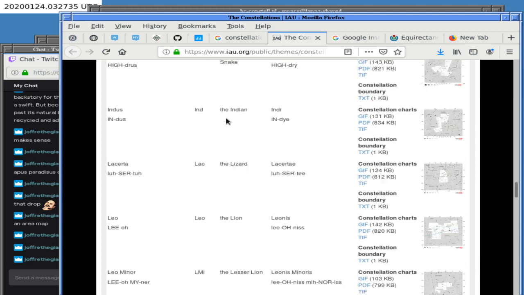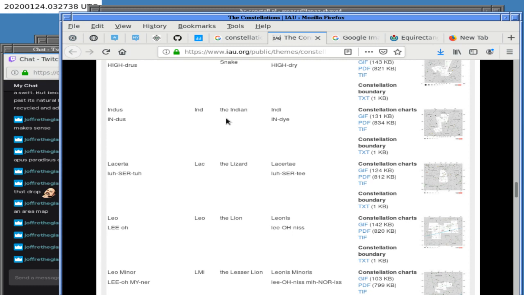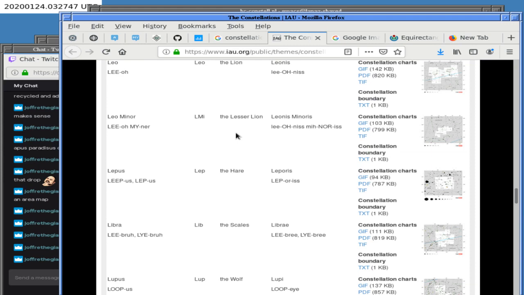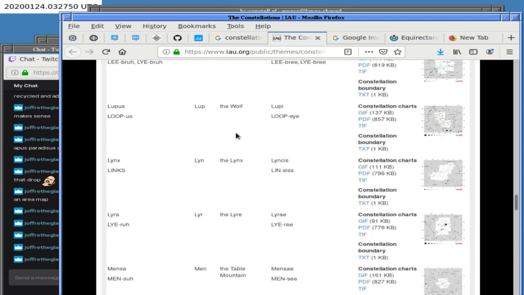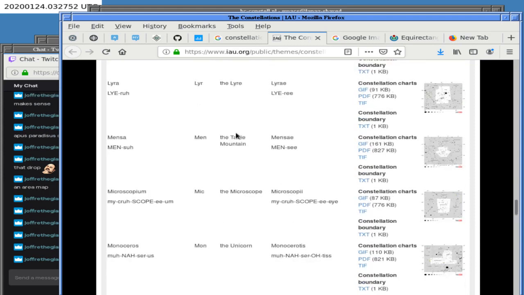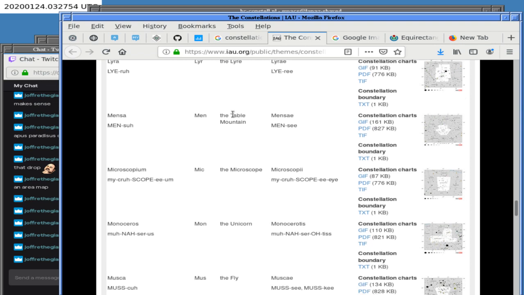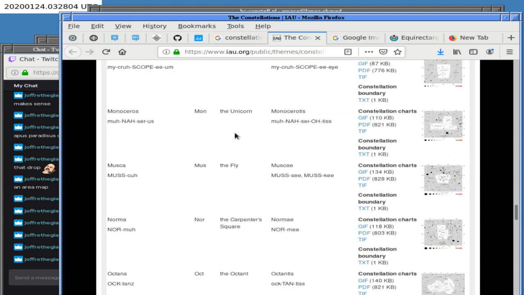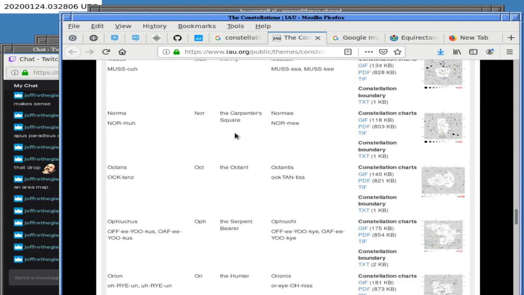And there it is, Indus the Indian. Not the Indian River, just the freaking Indian. Yep. The lizard, lion, lesser lion, hare, scales. I'm trying to find out what Pyxis is, because that's the one I didn't know. The Table Mountain, except this is actually wrong now, because mountain is Mons. This used to be Mons Mensa, so now it's technically just the table, but I guess they still call it that. The unicorn, the fly, the carpenter square. Any four stars from the Carpenter Square.